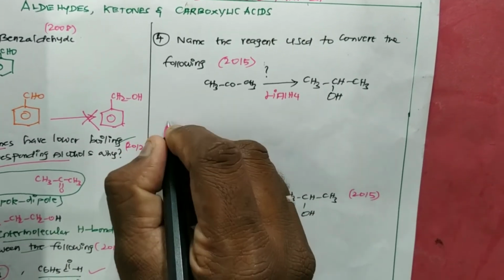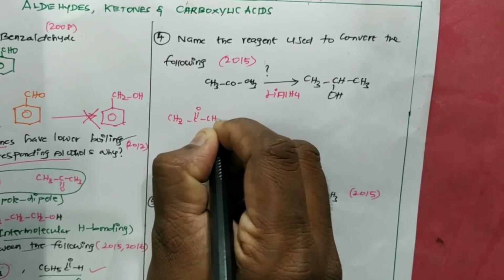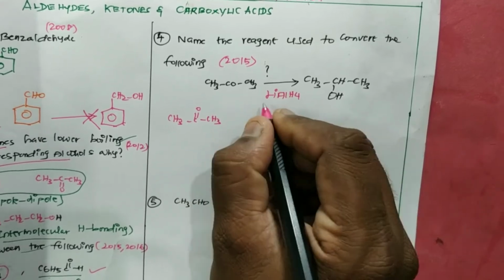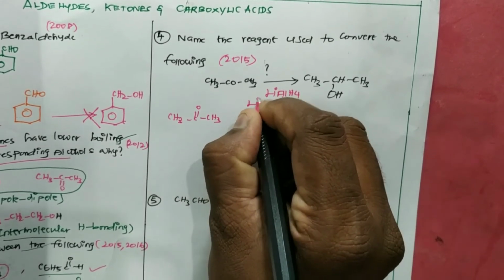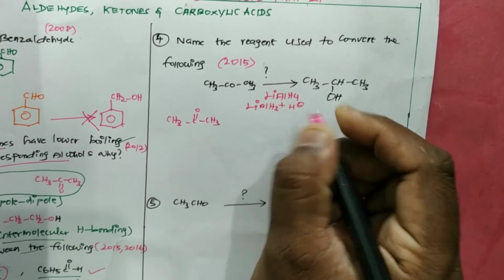Let's see the mechanism. So here CH3-C double bond O-CH3. If lithium aluminum hydride separates, it gives Li, AlH3 plus, and H minus.